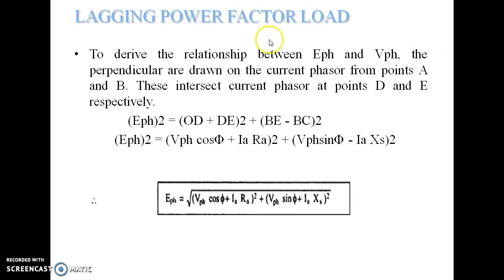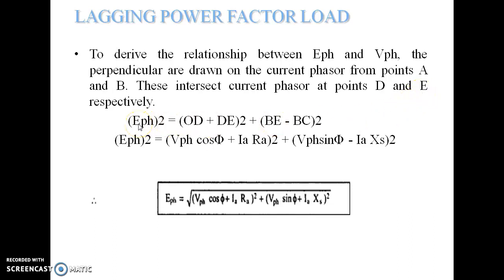Now, to derive the relationship between EPH and VPH, the perpendiculars are drawn on the current phasor from points A and B. These intersect the current phasor at points D and E respectively, as we have seen.